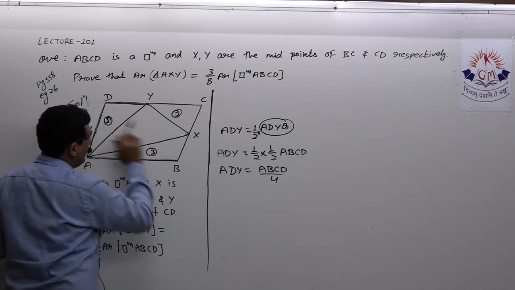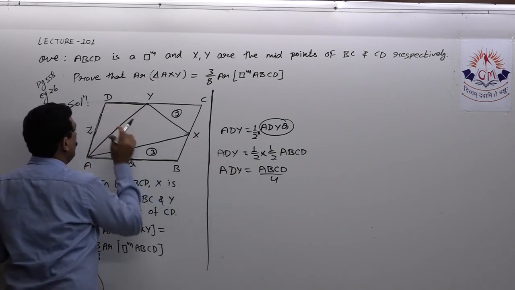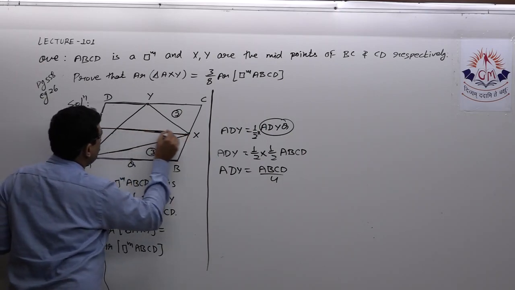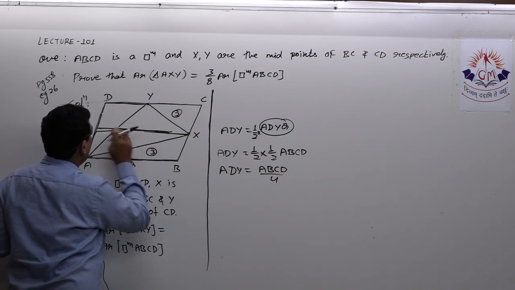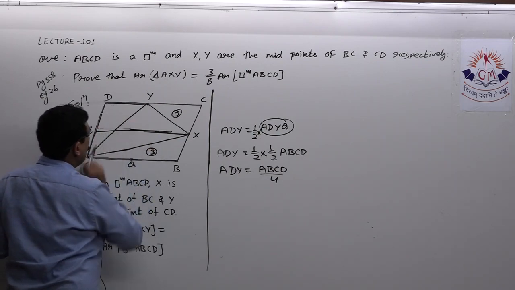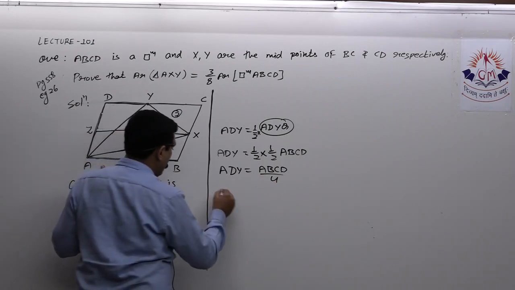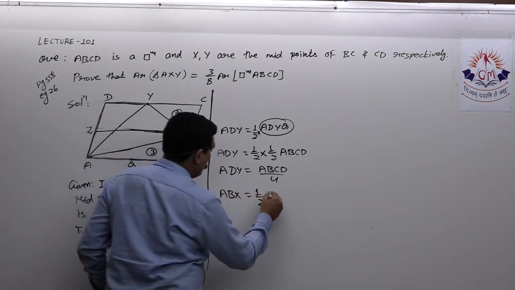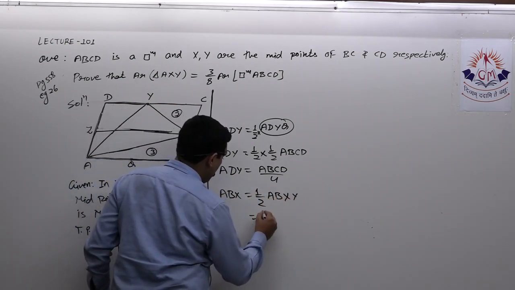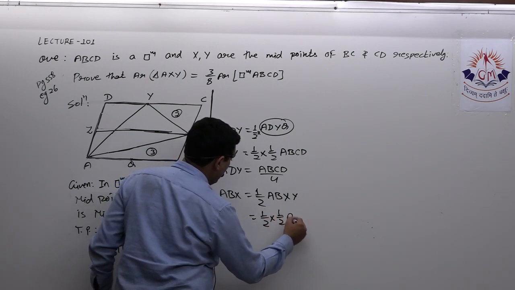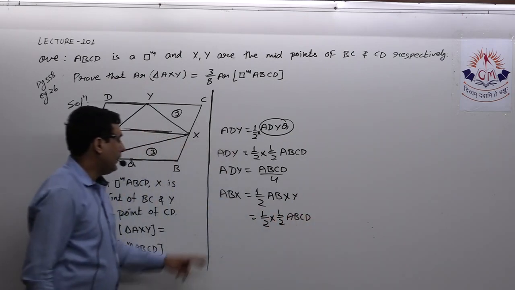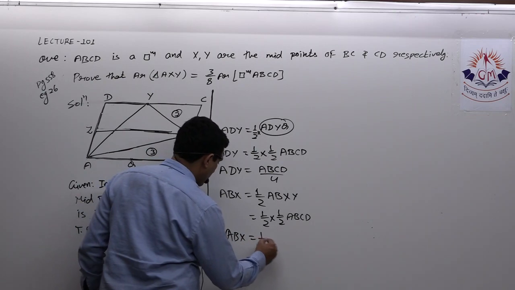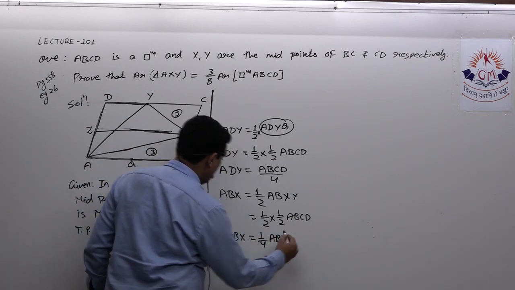So for the first triangle I got ABCD by 4. Now I will find the area of this third triangle with the same method. Area of ABX is equal to half of ABXZ, and ABXZ is half of ABCD. So I get ABX is equal to 1/4 of ABCD.